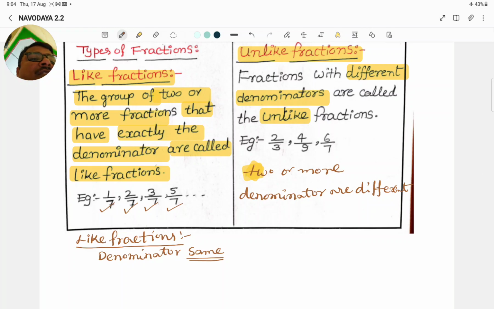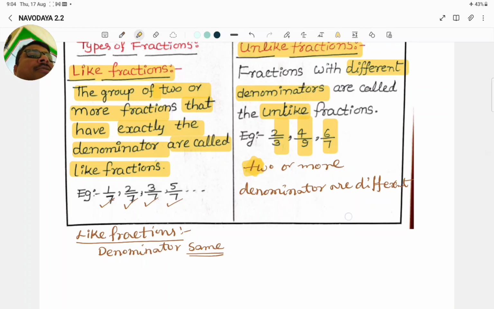If the denominator is the same, it means like fractions; if the denominator is different, it means unlike fractions. For example, 2 by 3, 4 by 9, 6 divided by 7. These 3 are unlike fractions. Why? Because the denominators are different. Here 3, 9, 7. That's why these are examples of unlike fractions. Okay?